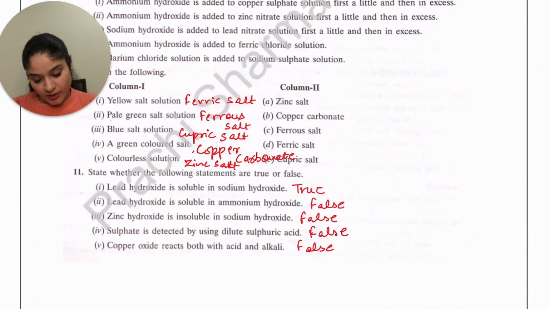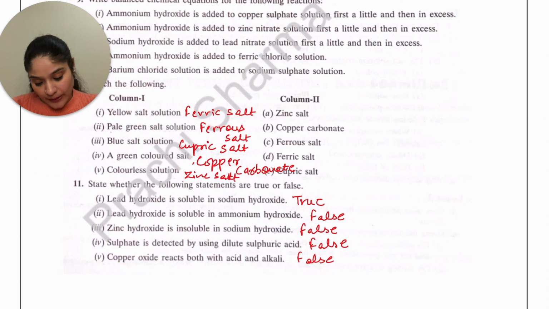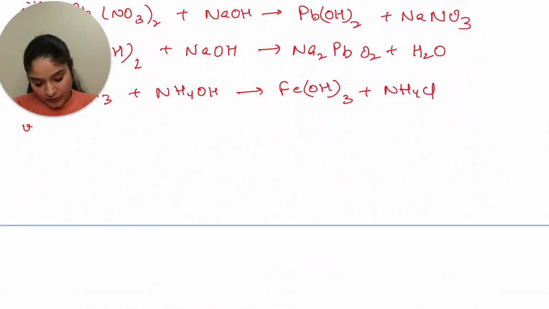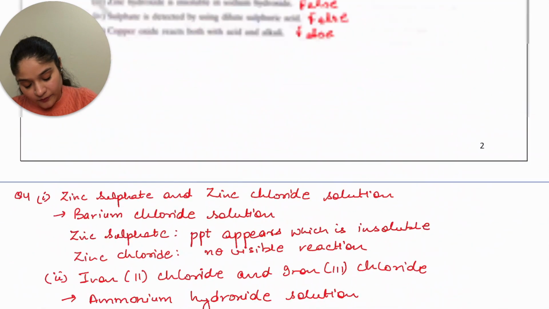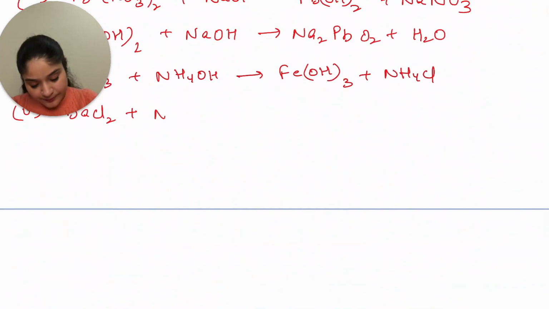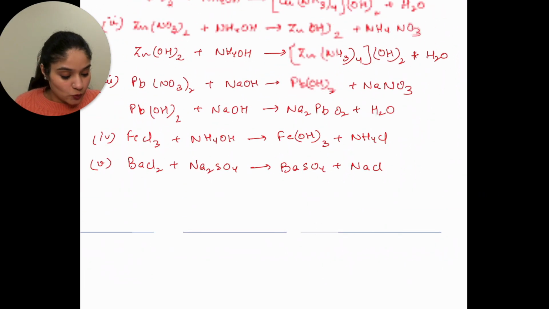Then moving on to the last part, barium chloride solution is added to sodium sulfate solution. So barium chloride BaCl2 is added to sodium sulfate, which is Na2SO4. So let's make the equation. BaCl2 plus Na2SO4 will give me BaSO4 plus NaCl.